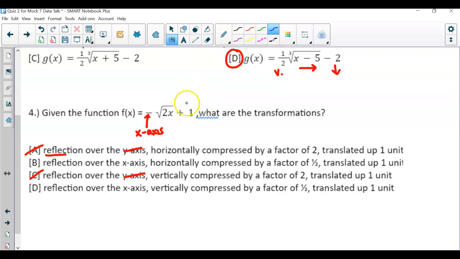Actually here, let me show that. So 1 unit up. Then notice how we have this value of 2, but on the inside. Remember, anything inside the radical is now horizontal. So this is our horizontal compression, but by 1/2. So that's why the answer is B. Again, remember, anything on the inside is opposite. If this is our horizontal, that means b is not equal to 2, b is equal to 1/2. So that's why the answer is B.